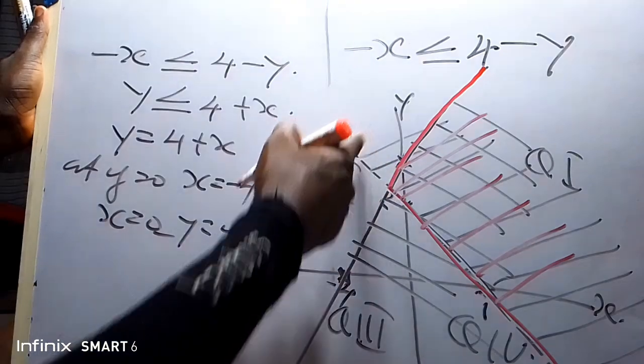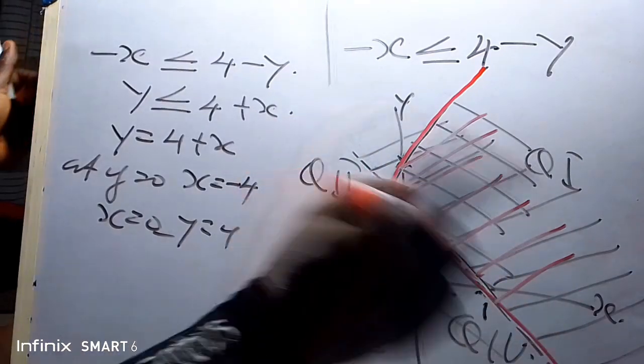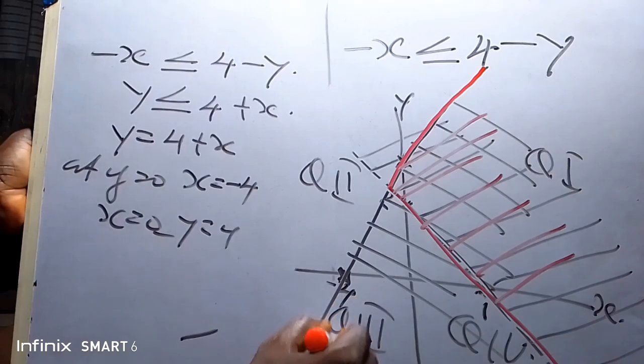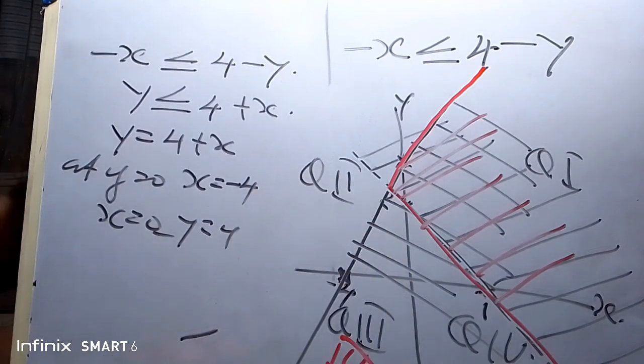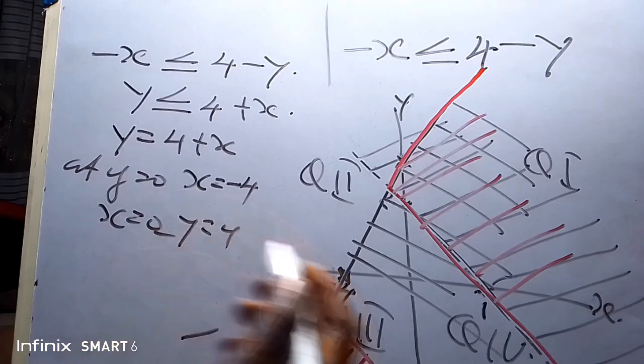So you can see that part of it is here, we have part of it, but the only part that is not there at all is quadrant 3. So quadrant 3 has no solution at all to these two inequalities. You see how simple that is? That is how you do it.